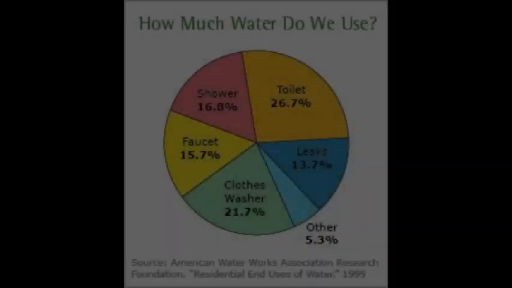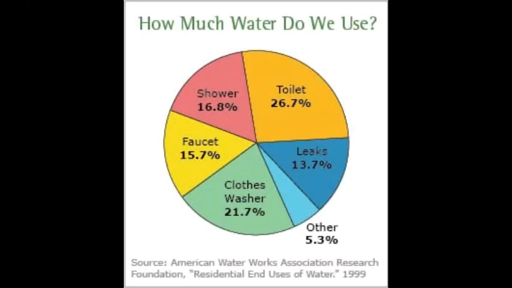And then lastly we come to what is known as the pie diagram. So a pie diagram is basically a 360 degree representation of whatever you want to compare. In a circular way, they find out a sector and the percentage that is used. So let's say here we have how much water we use. This is sourced from the American Water Works Association. They say that, let's say for showering you use 16.8%, for faucet you use 15.7%, for clothes washer 21.7%, for leaks, for toilet, for everything they have given, and for other they have given 5.3. So this is a very, very simple way of knowing exactly what you want.